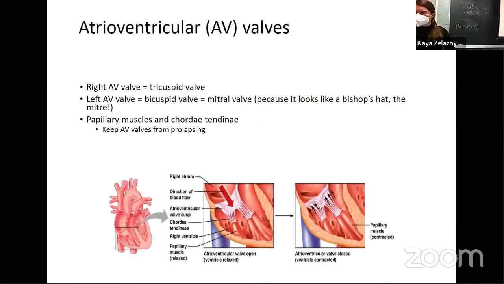Taking a look at the AV valves first. We have our tricuspid valve, which is on the right. Here we can see, maybe, three cusps: 1, 2, 3. So three cusps on the right, two cusps on the left. What's happening is that as pressure rises in the atrium, there isn't very much blood yet in the ventricle, so it's an area of low pressure.